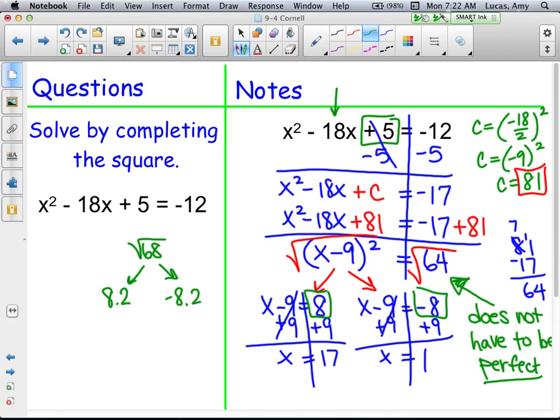Because you can take the square root of any number. It doesn't have to be a perfect square. Perfect squares just make your answers a little bit easier to work with. But on your homework, you might see some that are not perfect squares. So don't worry about it and think that you can't solve it. You can still solve it. Just use a calculator and round that square root to the nearest tenth.